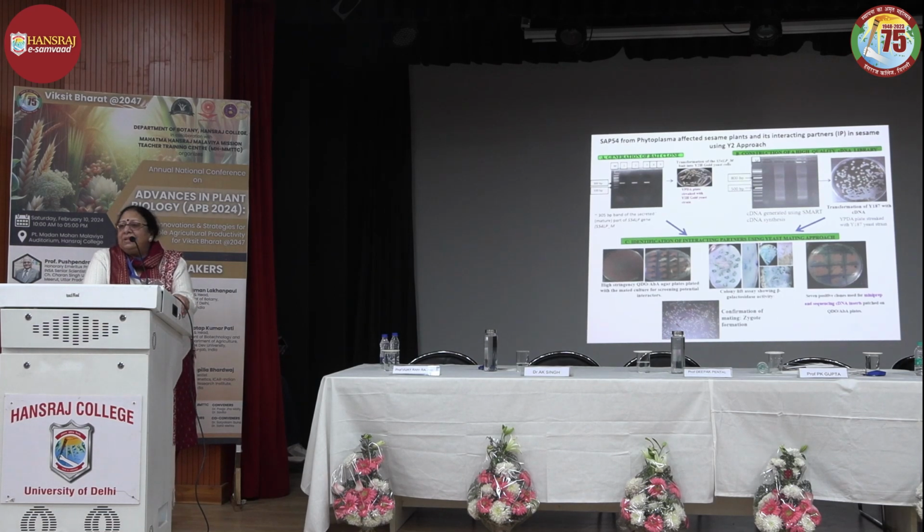Because this effector molecule is secreted by the phytoplasma, and I told you that this reaches the shoot apical meristem dome and then it affects. So some protein or some process or some moiety of the host plant has to interact with it, only then is the kind of effect it produces possible. So this led to the search for the interacting partner of SAP54 from this host plant using the yeast two-hybrid approach.